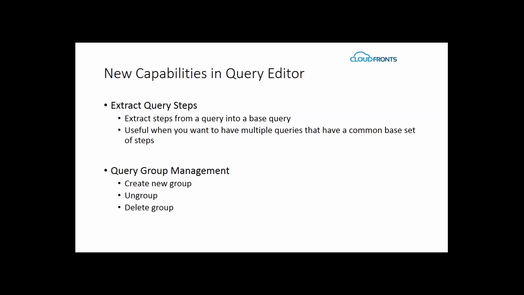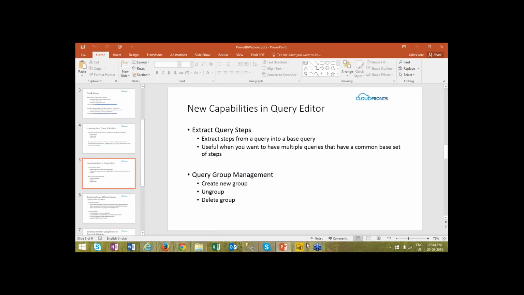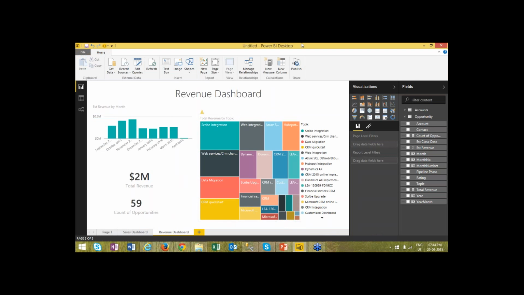About the next feature, that is query group management. If you have a list of queries, you can group those particular queries into a single group in which all the related queries will come together. So let's have a quick look with the help of a demo at how these two things work. I'll go back to the data model which I have imported earlier in Power BI Desktop. We'll continue with that. I'll click on Edit Query.